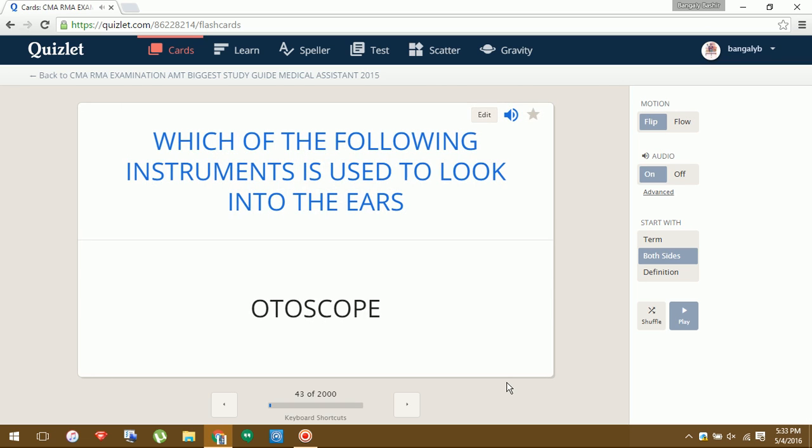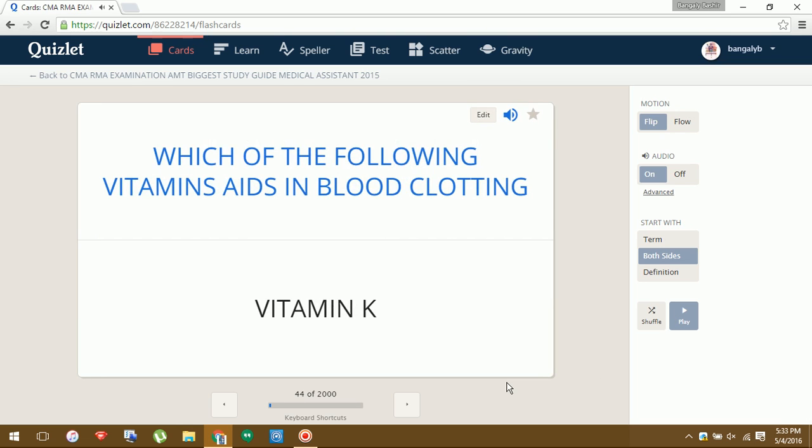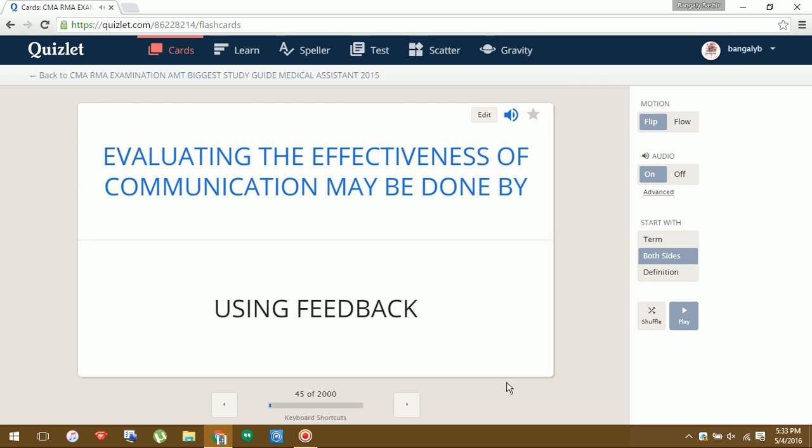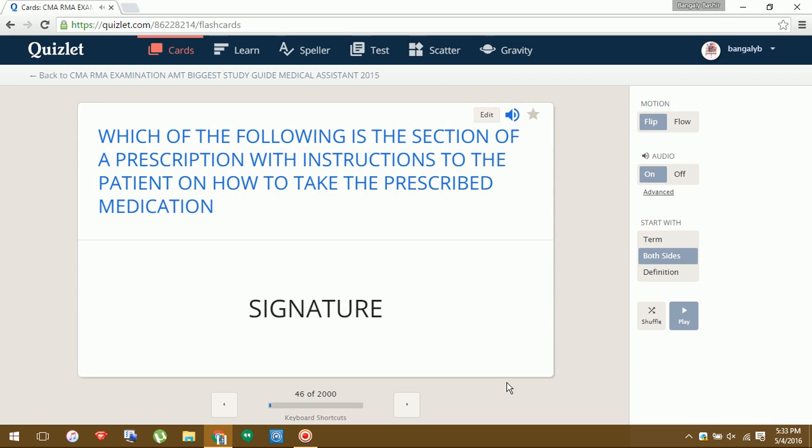Which of the following instruments is used to look into the ears? Otoscope. Which of the following vitamins aids in blood clotting? Vitamin K. Evaluating the effectiveness of communication may be done by using feedback. Which of the following is the section of a prescription with instructions to the patient on how to take the prescribed medication? Signature.